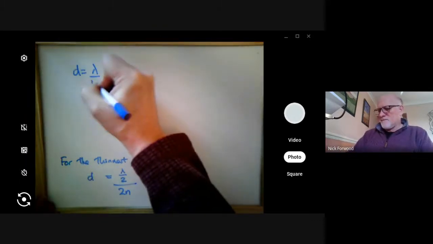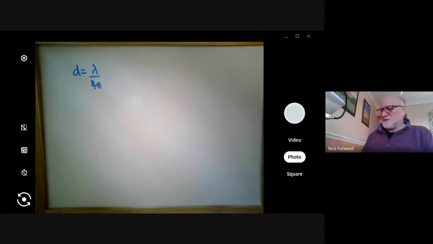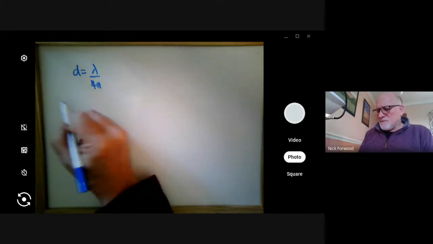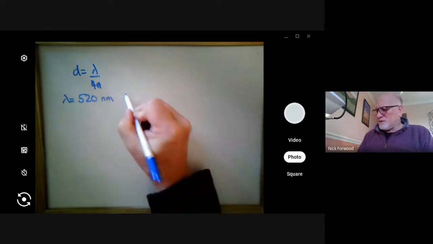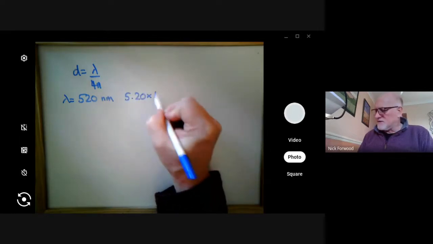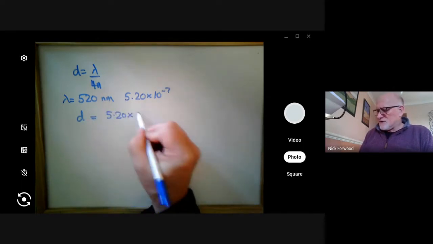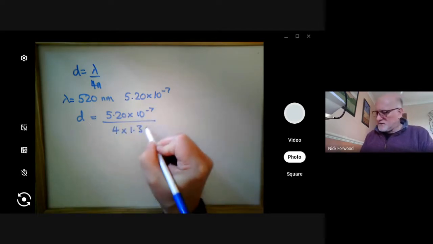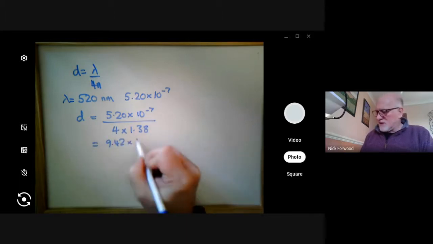So what's the thinnest coating you could get away with in terms of calculation? d equals lambda over 4n is our formula. Let's pick a wavelength of light. Let's go for some sort of green light again, where lambda is 520 nanometers. That is 5.20 times 10 to the negative 7. And so we'll get d is 5.2 times 10 to the negative 7, all divided by 4 times 1.38. And that is equal to 9.42 times 10 to the negative 8 meters.